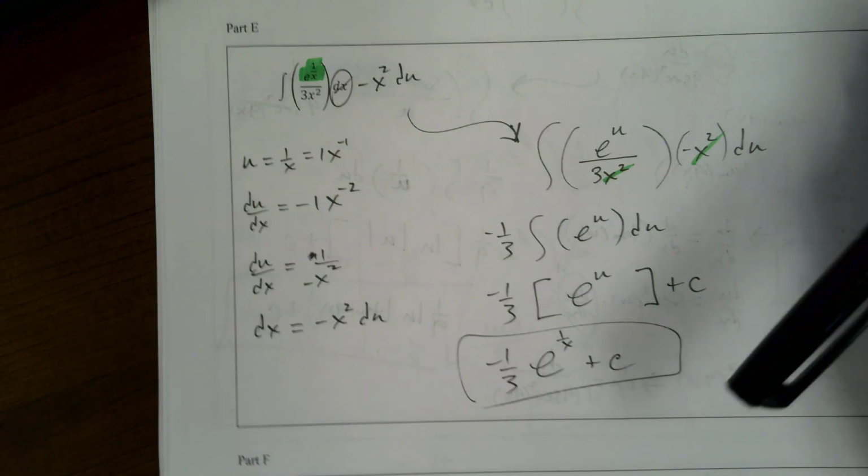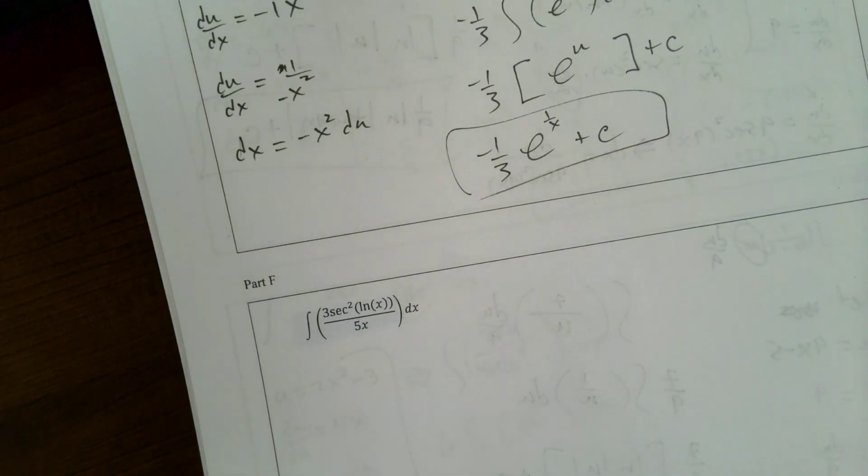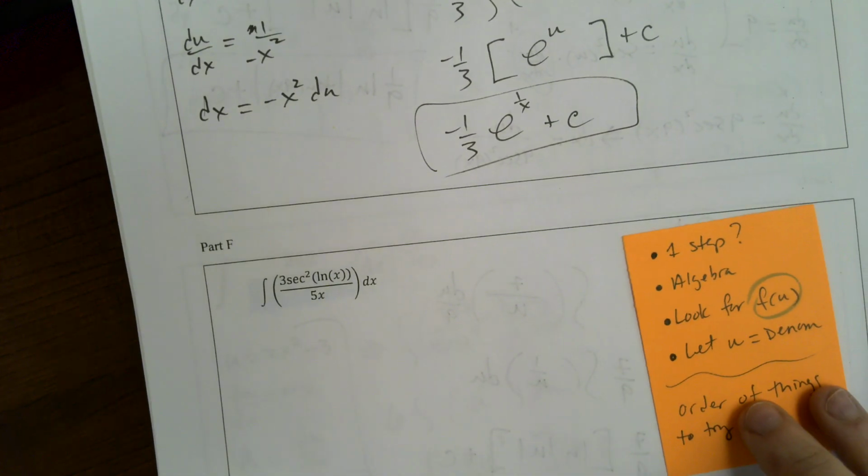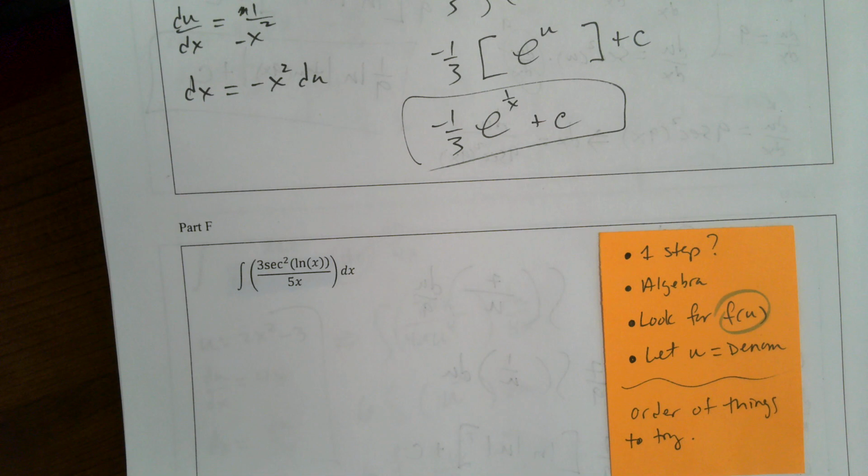Okay. Alrighty, so now the next one. And we're always going through these steps. Okay, is this a one-step? No. Is there algebra I could do? No. Look for an f of u.